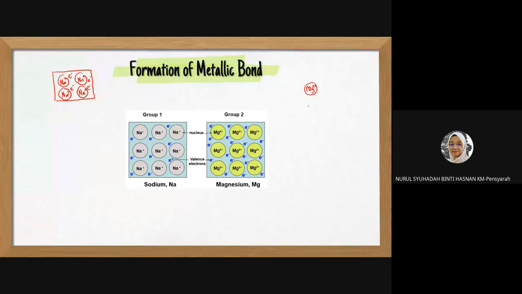Okay, katakan awak lukis 4 macam ni. So Mg2+, Mg2+. Again, jarak antara each other. So each magnesium will release 2 electrons. So awak lukis 1, 2, 1, 2, 1, 2, 1, 2. So the total number of delocalized electron dekat sini mesti ada 8 elektron.